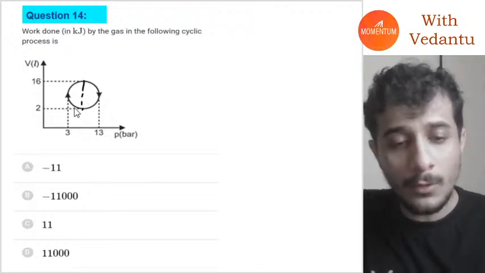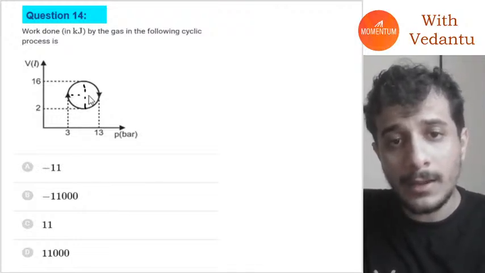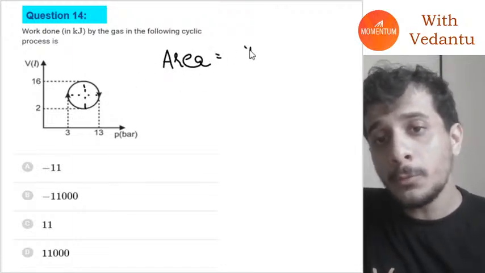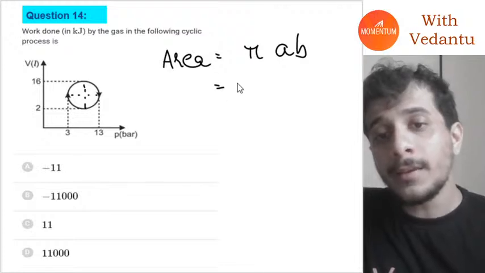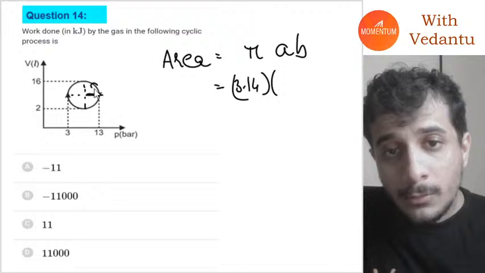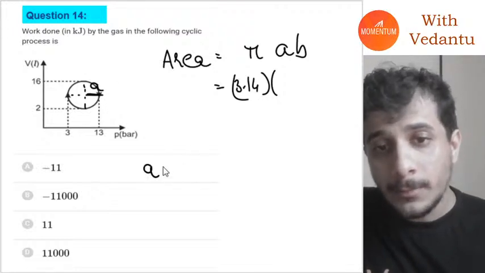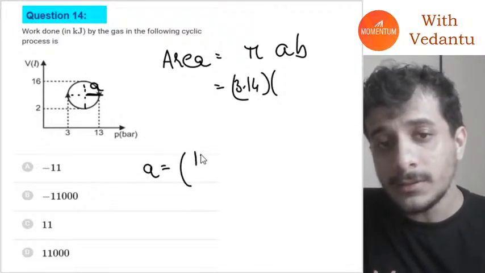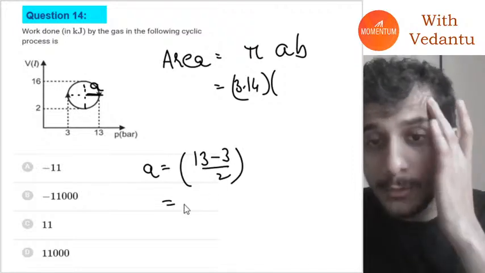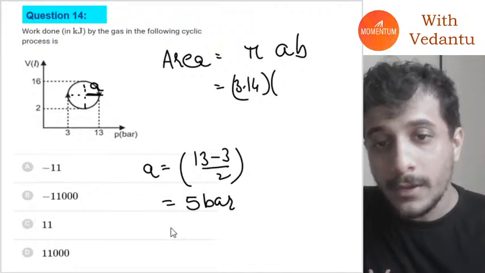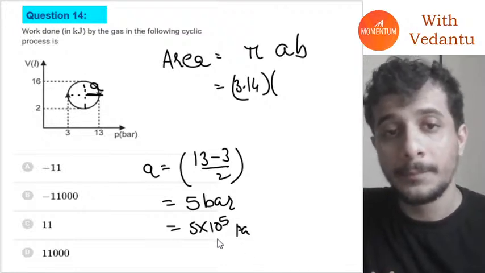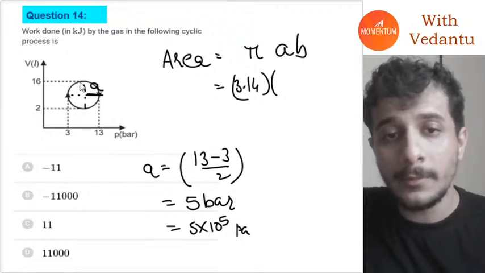Now, do you guys know what is the area of the ellipse? The area of the ellipse is equal to pi into a into b. In this case, pi will be 3.14. Let's call this length a. So a will be nothing but 13 minus 3 divided by 2, that is equal to 5 bar. That is nothing but 5 into 10 power 5 pascals. I hope everybody understood.